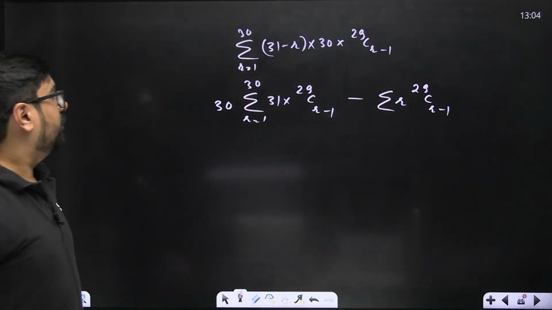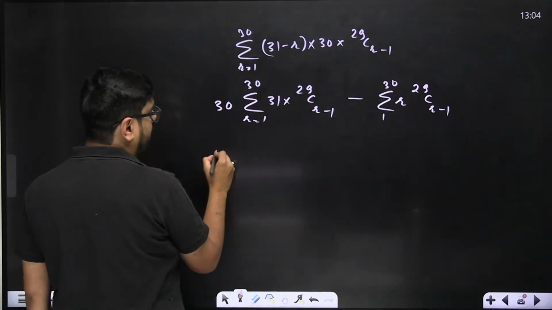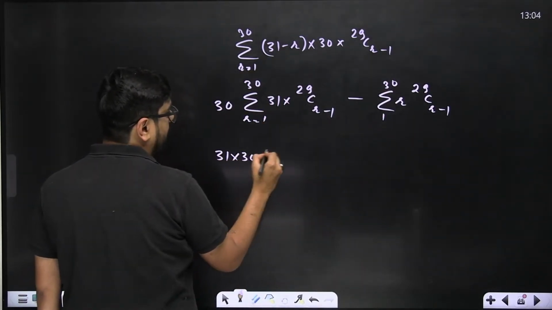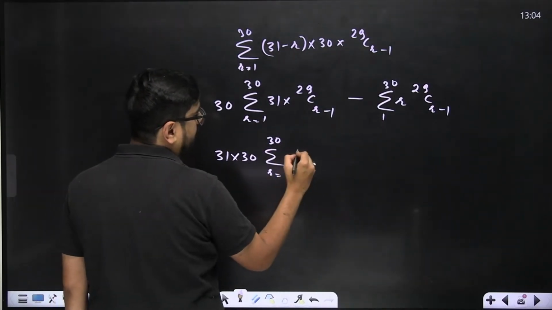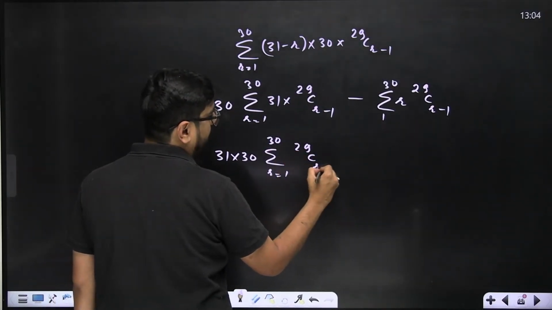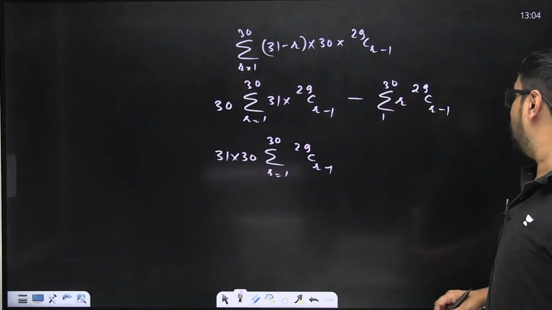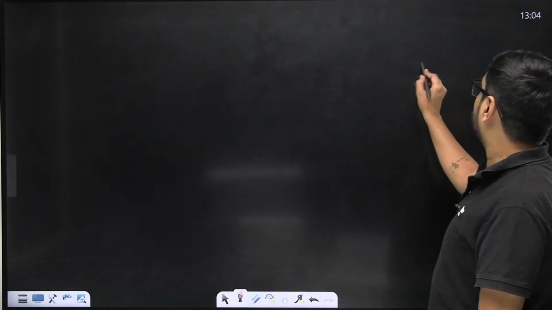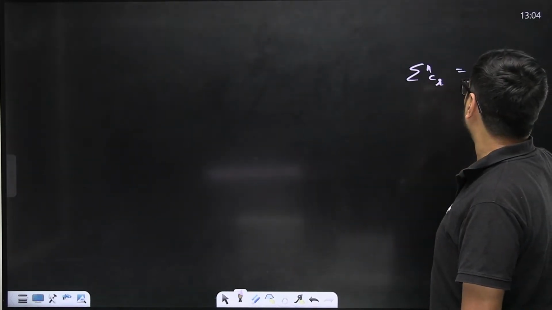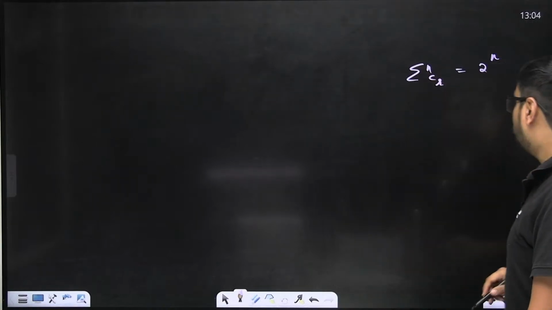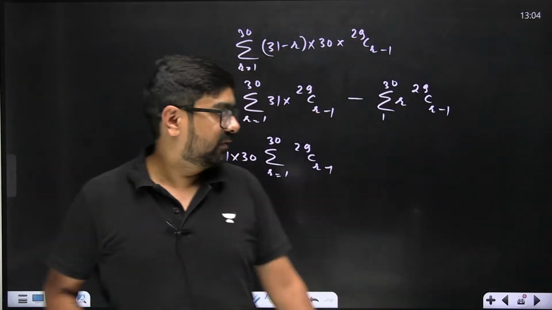This is our problem, we are going to do it. The summation from 1 to 30, here also 31 will come out, 31 into the summation of R equal to 1 to 30 of 29CR minus 1. The summation of NCR, R equal to 1 to n, is given by 2 to the power n, right? Simple, 2 to the power n, very simple. Derivation is also there for this. You can remember this formula, right?